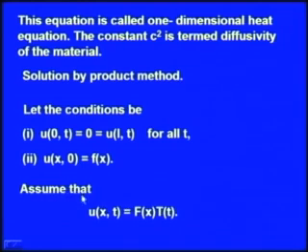So, as we have done in the case of the vibrating string, here also we assume that u(x,t), the temperature at a distance x from the end x equal to 0 and at time t, is a product of two functions, one a function of x, another a function of t. Let us substitute u(x,t) equal to F(x) G(t) in the one dimensional heat equation.